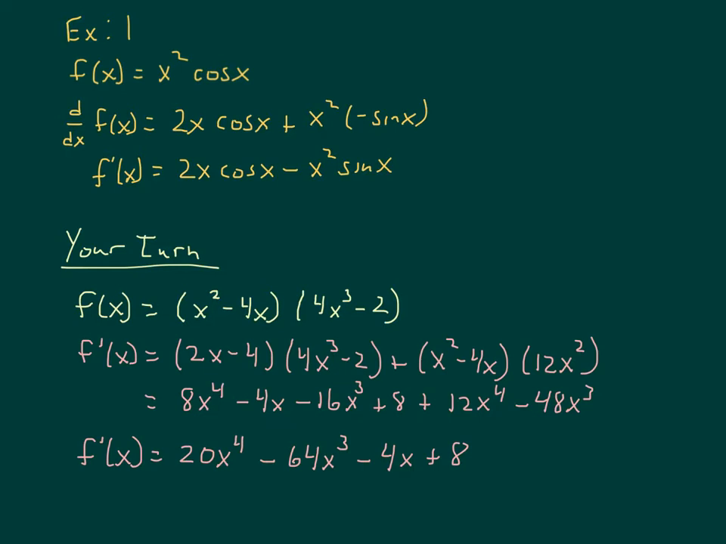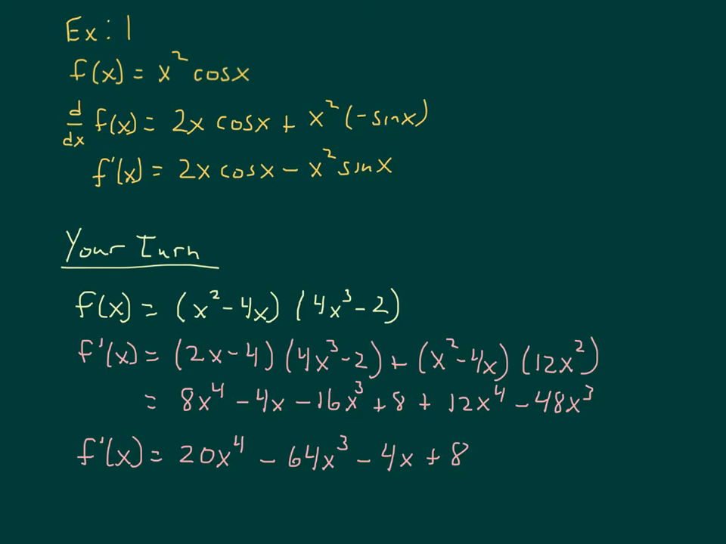Welcome back. In this case, for this particular problem, you should have come out with the first derivative, f prime of x equal to 20x to the fourth minus 64x cubed minus 4x plus 8. Assuming you went and multiplied everything out and simplified, combining all the like terms. Let's see how we got this.